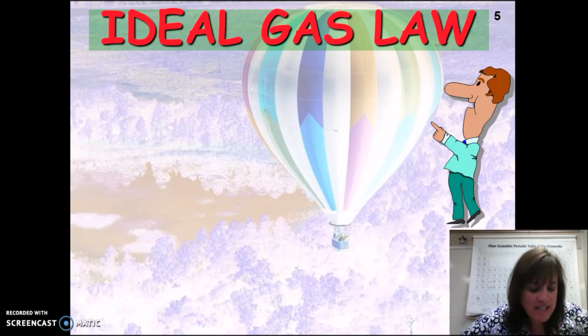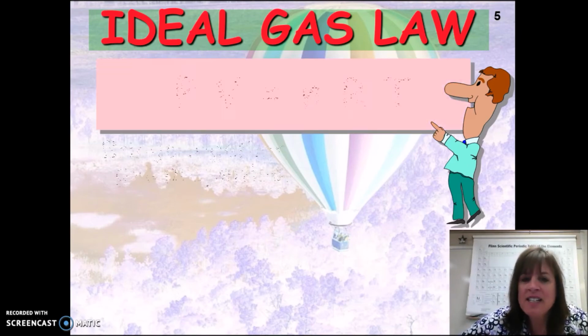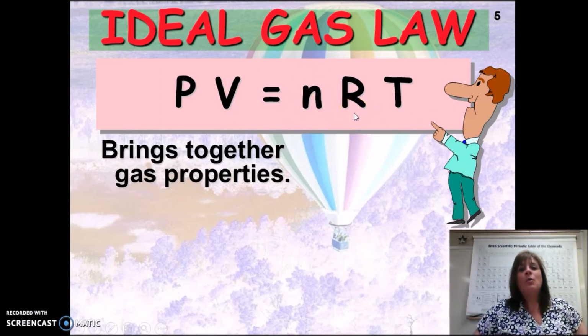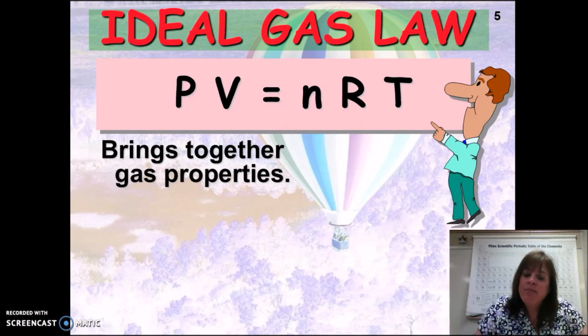All right, our last gas law that I want to talk about is called the ideal gas law. The ideal gas law combines everybody's laws together. I have pressure and volume, Boyle, pressure and temperature, Gay-Lussac, volume and temperature, Charles, and now I have amount, Avogadro. But what's this R? Well, that's actually a constant.